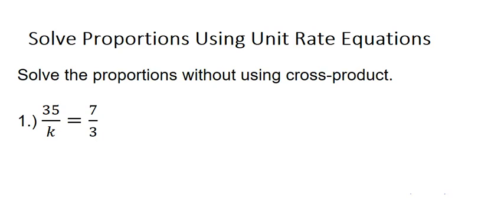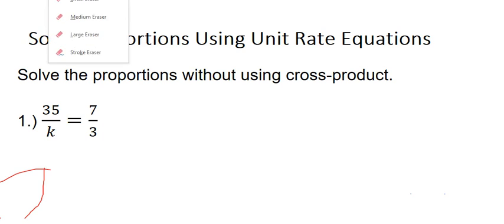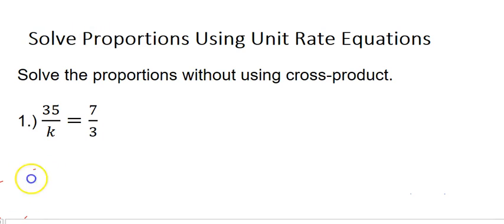Right, let's solve more proportion problems. Again, try to solve these without cross multiplication, until we figure out why cross multiplication works. Let's erase that. So first of all, find the sufficient number.